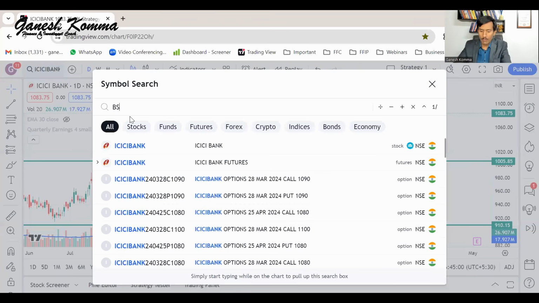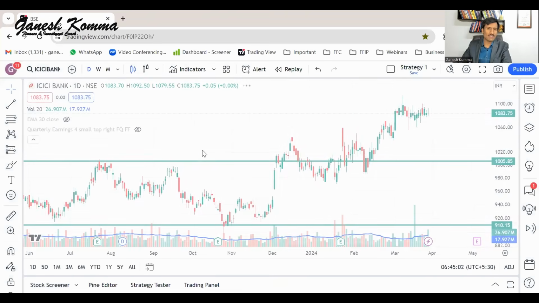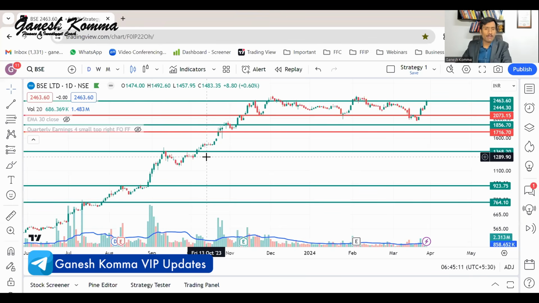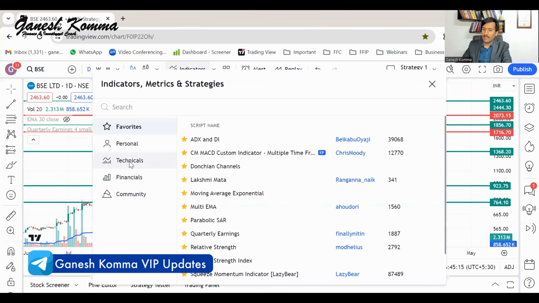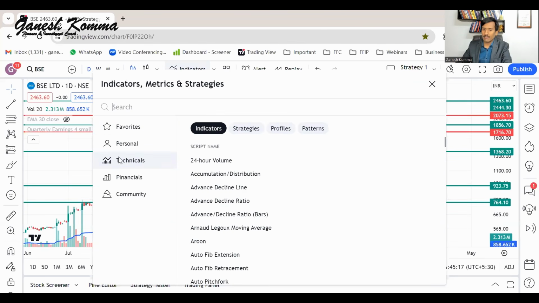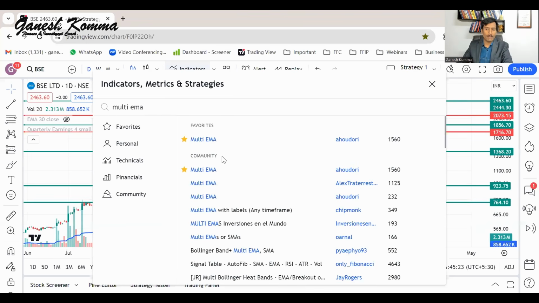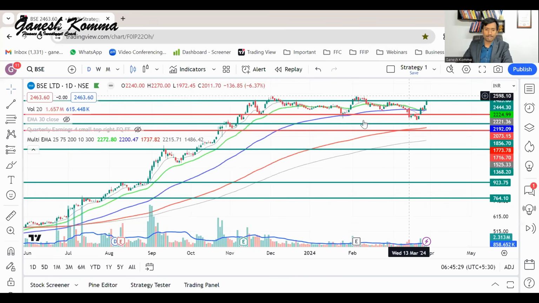So let me share my screen. Let's say I'm analyzing a stock like Bombay Stock Exchange, BSE Limited, and I want to check how the strength has been picking up in BSE. So I'll go to indicators, then technicals, and I'll select multi-EMA. There is an indicator, multi-EMA by Ahudori. You can just select that indicator.